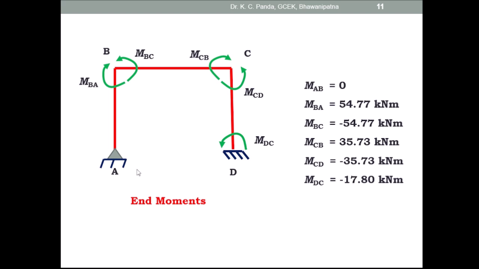So now give the direction of the moment. Here there is no moment at A, and MBA is equal to 54.77, positive, so the direction is clockwise. MBC is minus 54.77, so this is anti-clockwise. MCB is 35.73, clockwise, MCD is minus 35.73, anti-clockwise, and MDC is minus 17.80, anti-clockwise. These are the directions of the moments.